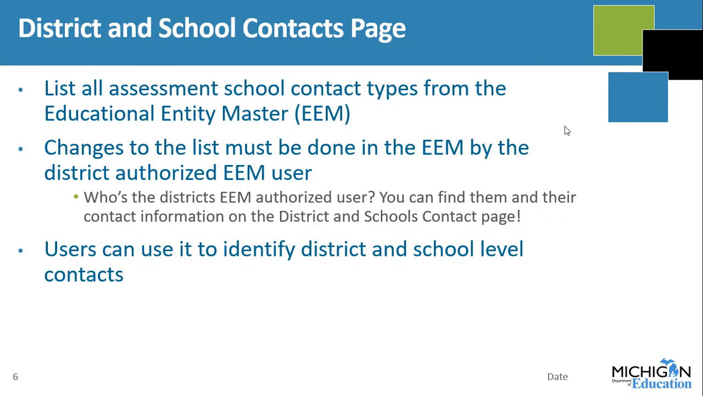Another page on the OEAA Secure Site that users may find helpful is the District and School Contacts page. Contact types such as M-STEP Coordinator, PSAT 8 Test Coordinator, and so on can be viewed on the District and School Contacts page. The contact types are updated in the Educational Entity Master by the authorized district EEM user. If you find that the district and school contact information for your school or district is incorrect, you can look up your authorized EEM user from the District and School Contact page and ask them to update the EEM.